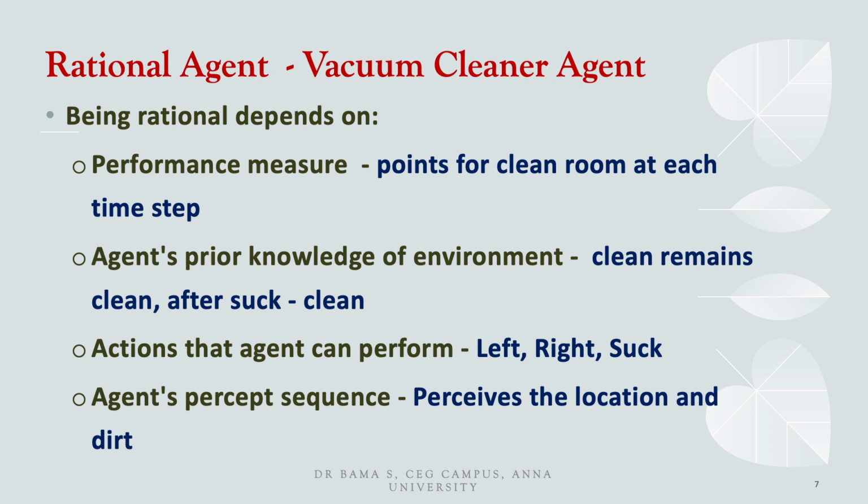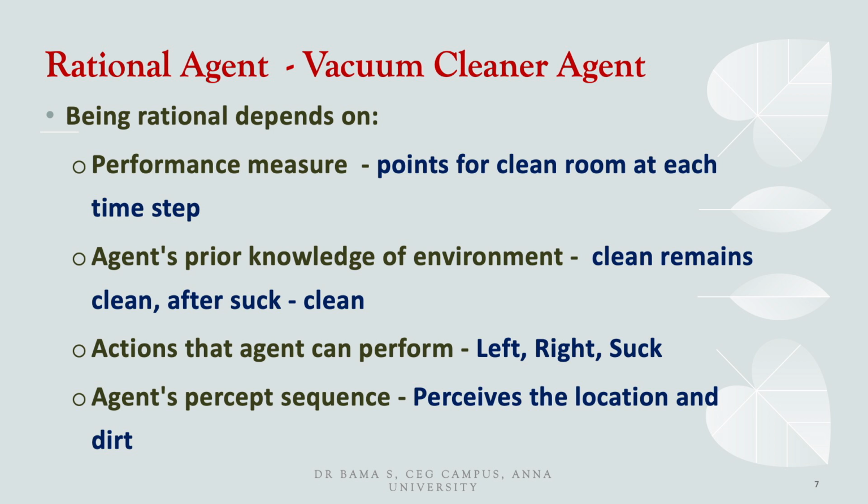The second one is the agent's prior knowledge, which means the knowledge that the vacuum cleaner agent or the robot should possess: if something is clean, then it is really clean. At the next time instance, if it is dirty, it will be dirty. Suppose the robot cleans that room, it sucks the dirt, then at the next instance it would be clean. So, all this information of that particular domain should be available to that agent.